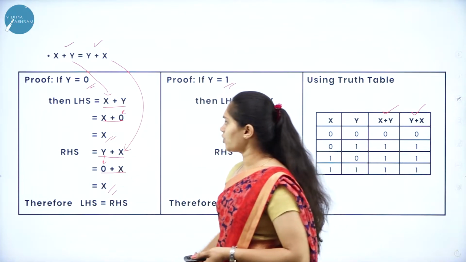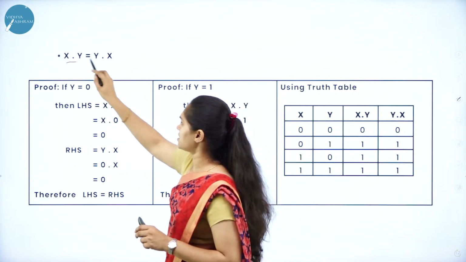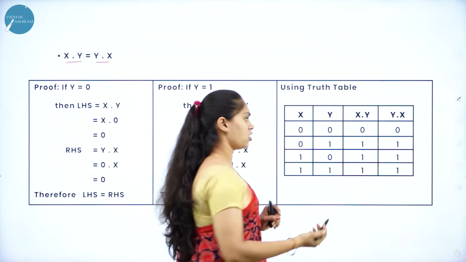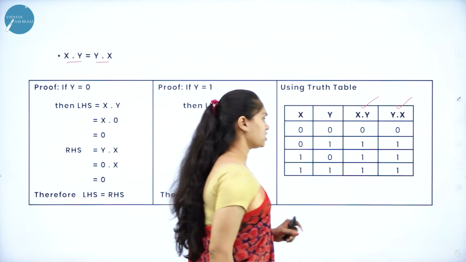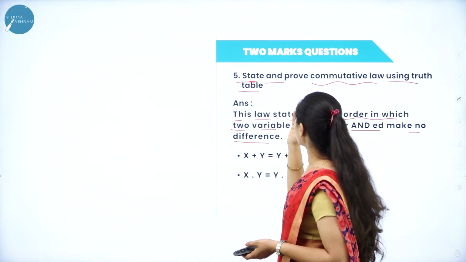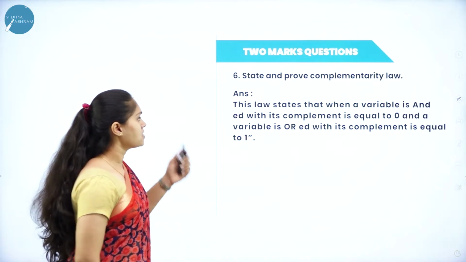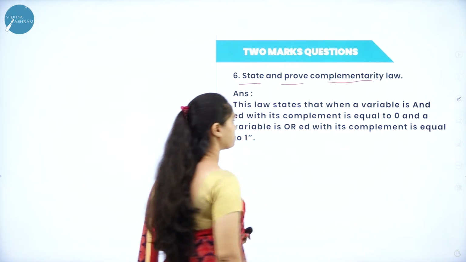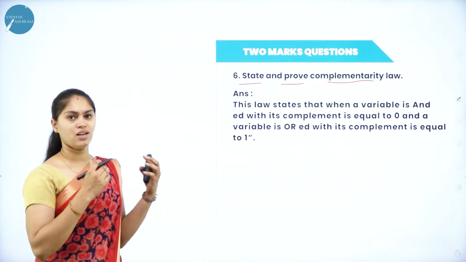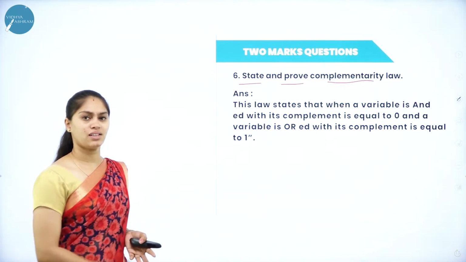In the same way, we are going to do it for product, that is when the variables are ANDed. That is x dot y is equal to y dot x. Along with its truth table, you have to write. Here also you can see that x dot y and y dot x both are going to yield the same result or output. That means we can say that this commutative law has been proved. We'll see the next question, that is state and prove complementary law. In the same way, you have to write its definition. Then after that, you have to write what you mean by complementary law. Along with that, you have to write that variable's expression, then with a truth table.